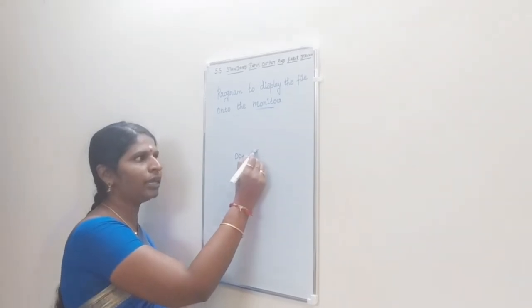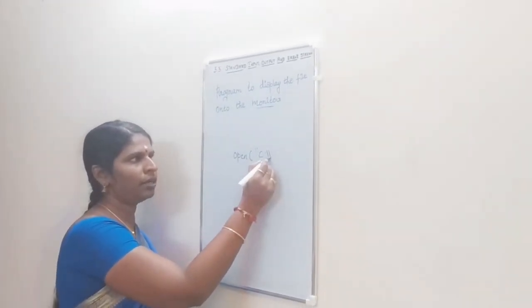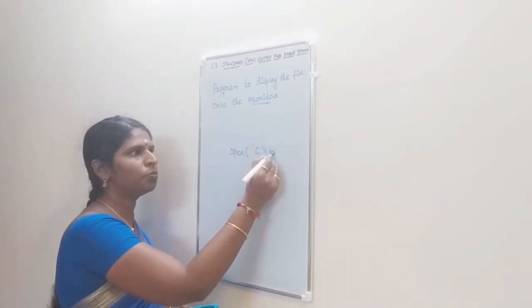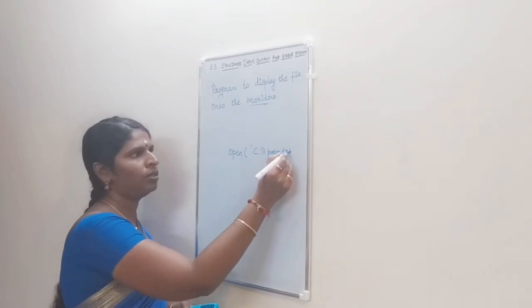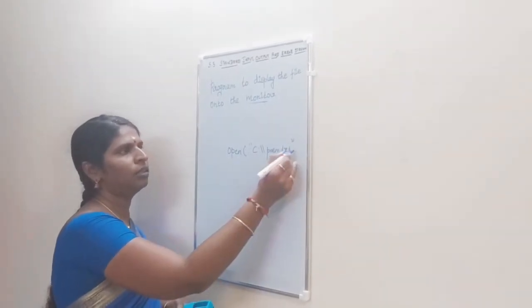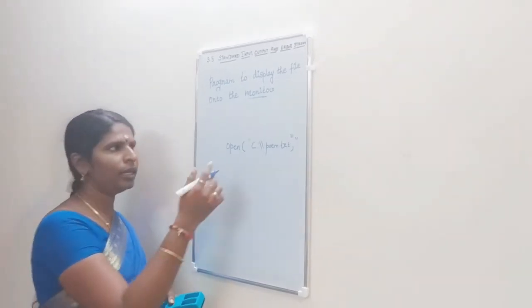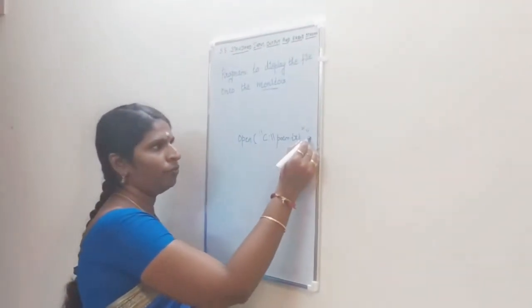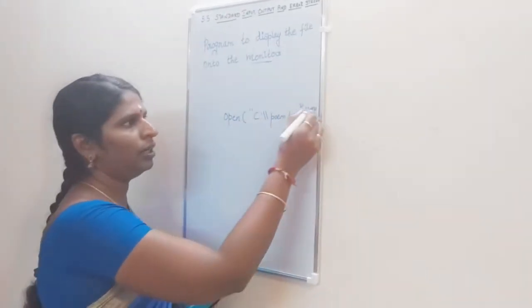First you have to write the path in C://. My file name is poem.txt. This is my path. This file will be used for reading purpose. We know that the R character represents reading mode.